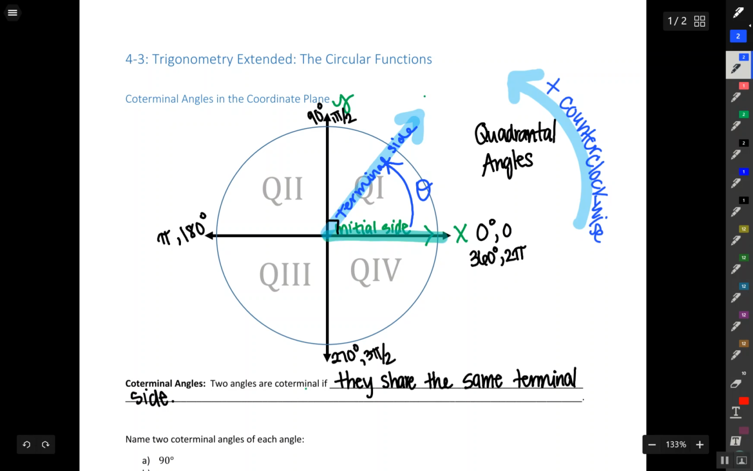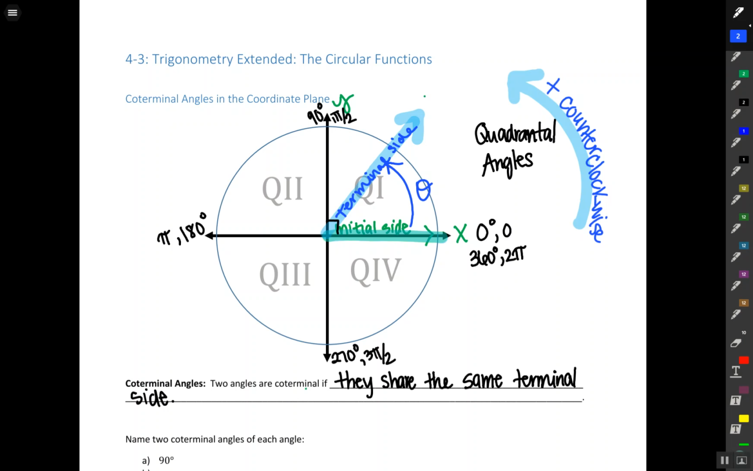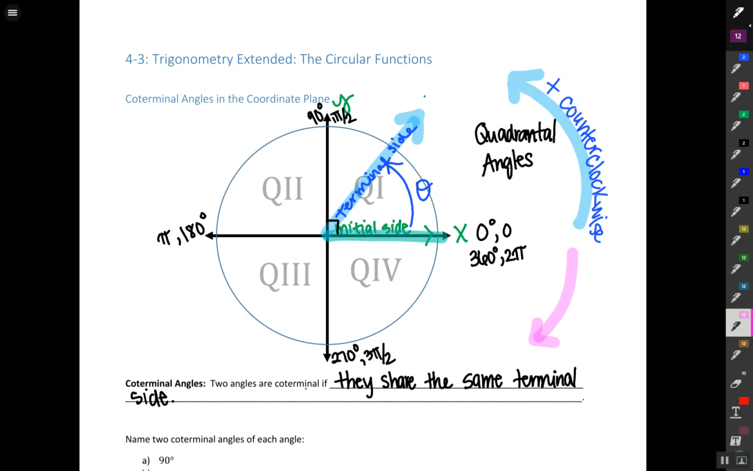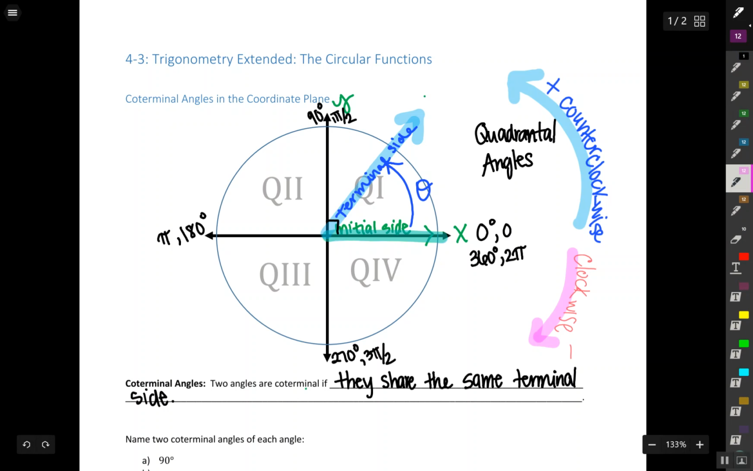So far I've been specifically going in the counterclockwise direction when I'm drawing these angles, and that's because those are the positive ones. If I go in this direction, which is clockwise, this is essentially your negative angles. Okay, so let's see if I can draw this on here. Clockwise is negative.